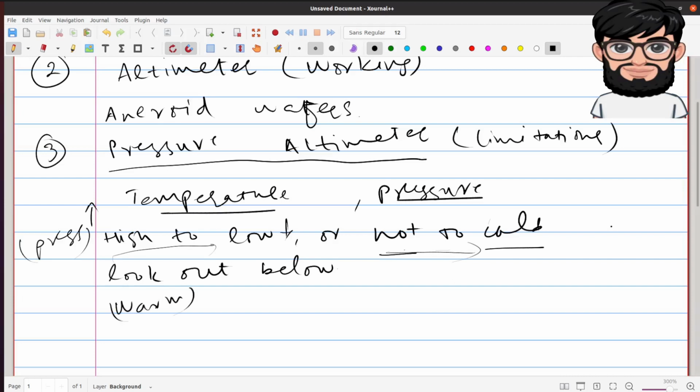On a warm day, the pressure level is higher than on a standard day, so the altimeter indicates lower than the actual altitude. On a cold day, the pressure level is lower than a standard day, so the altimeter indicates higher than the actual altitude.